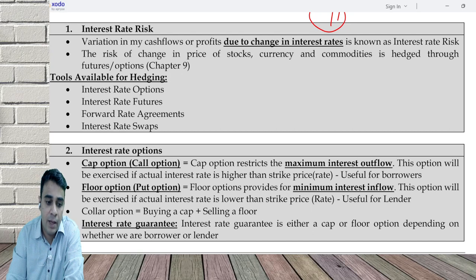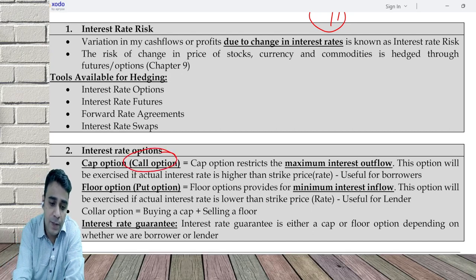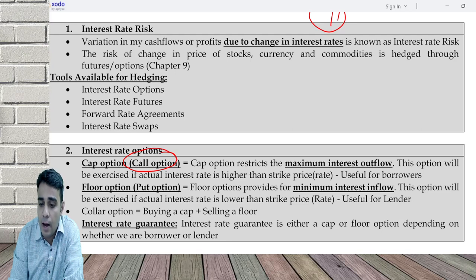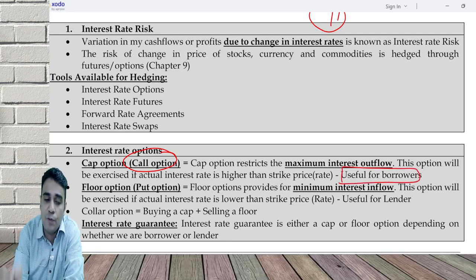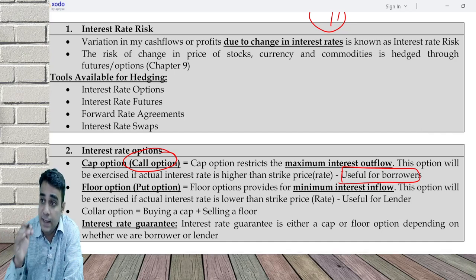Different names are there. Cap option, which is like a call option, restricts the maximum interest outflow, useful for borrowers. In case my actual interest is higher, I'll use the cap option and try to reduce my interest outflow.